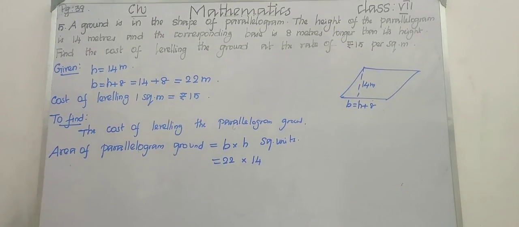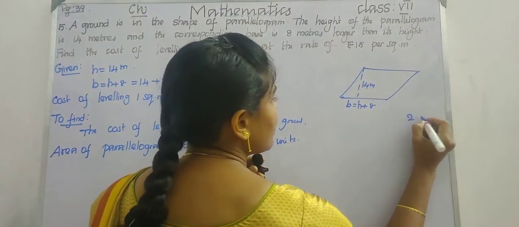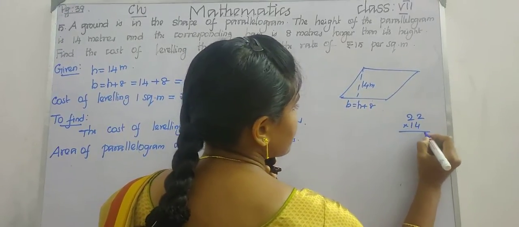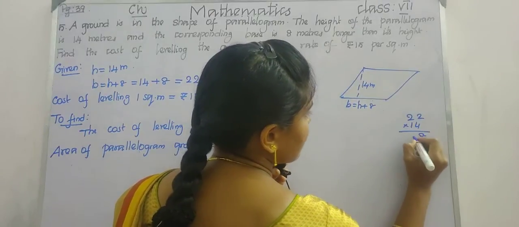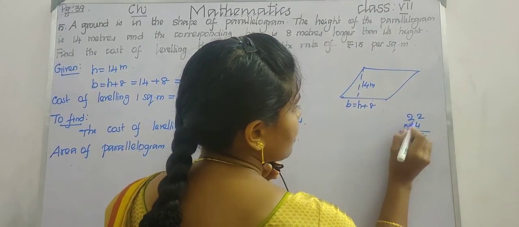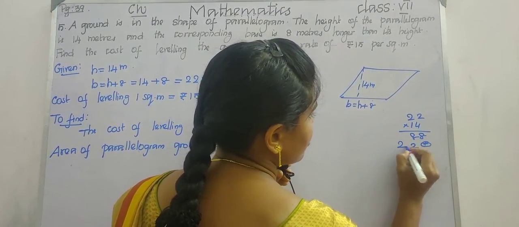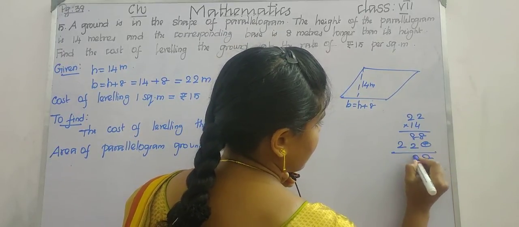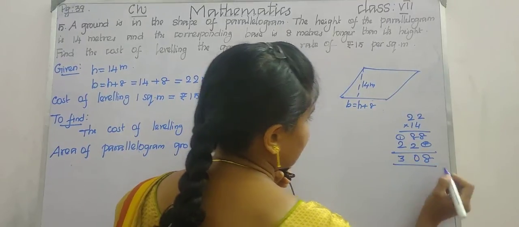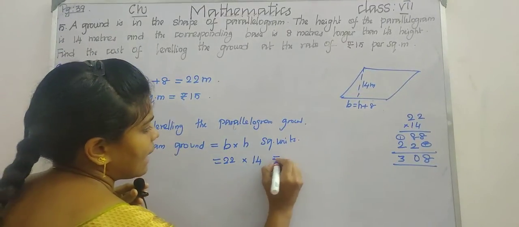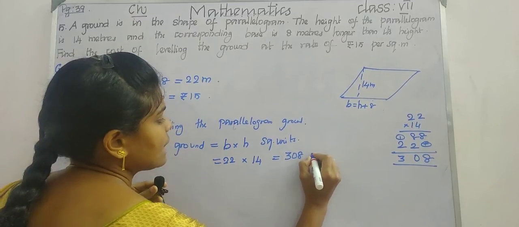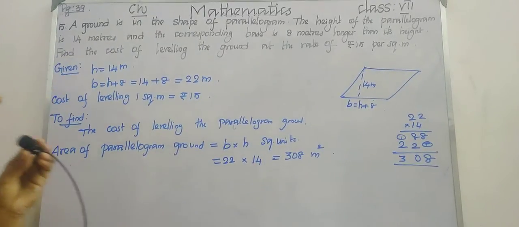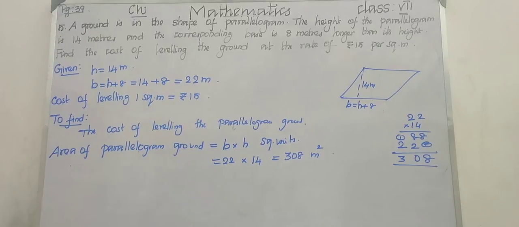Now let us multiply 22 into 14. 2 4s are 8. Put plus circle. 1 2 is 2 and 1 2 is 2. So we are getting 8, then 10 and remaining 1, so 308. What is the area? Area equals 308 meter square, or square meters we can write. So the area of the parallelogram ground equals 308 meter square.